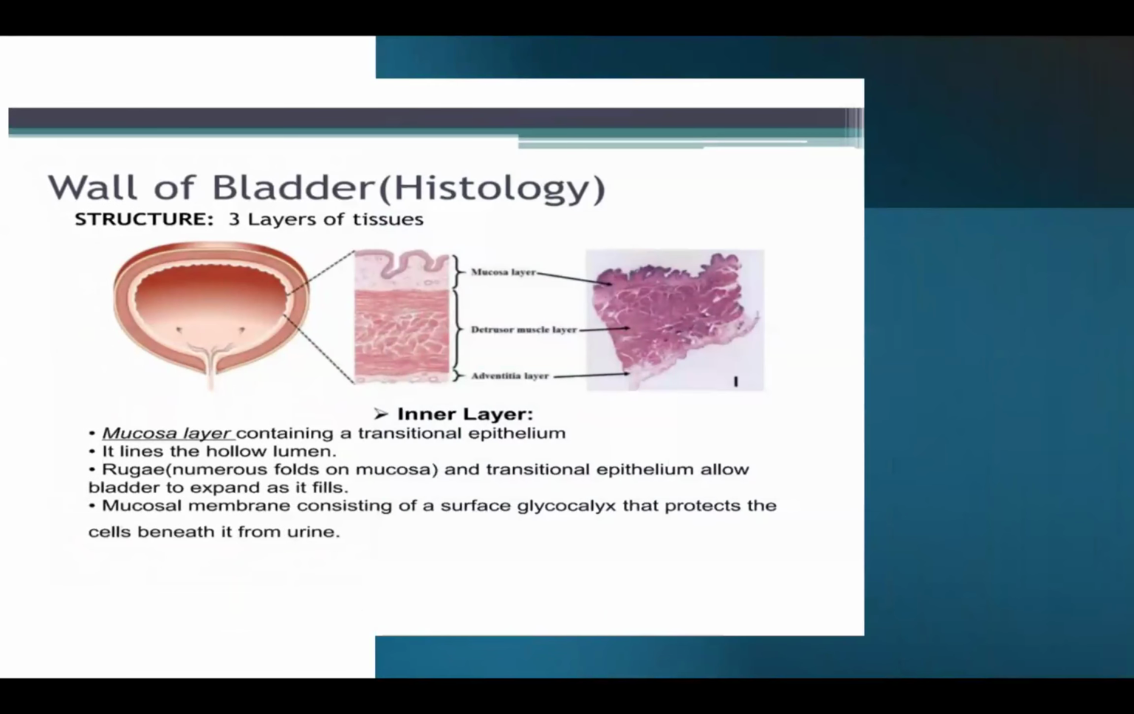Next, wall of bladder. Histology. 3 layers of tissues: mucosa layer, detrusor muscle layer, and adventitia layer. Mucosa layer containing transitional epithelium. It lines the hollow lumen, rugae, and transitional epithelium allow bladder to expand as it fills. Mucosal membrane consisting of surface glycocalyx that protects cells beneath it from urine.